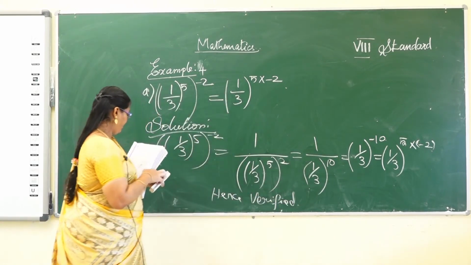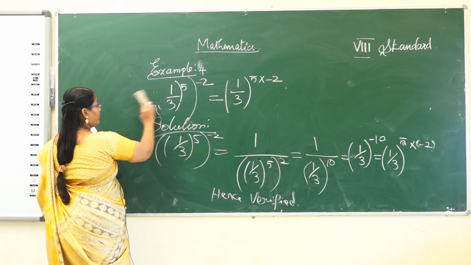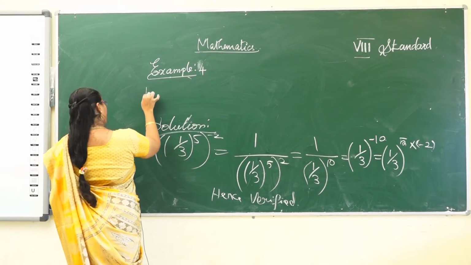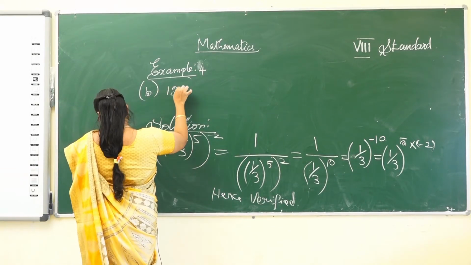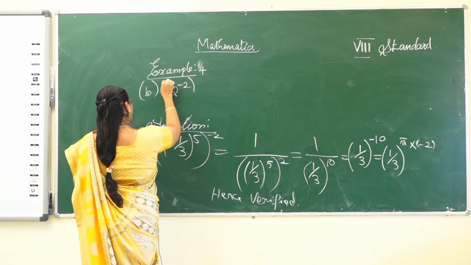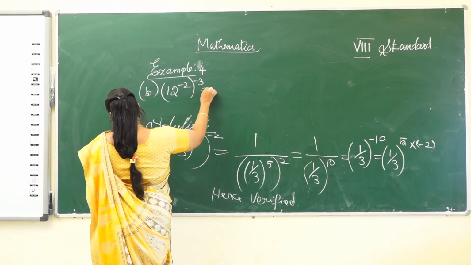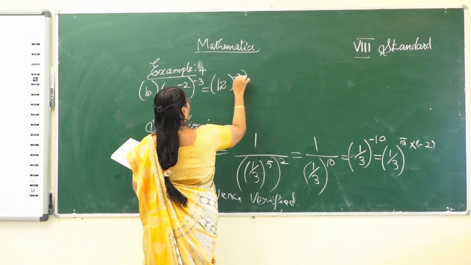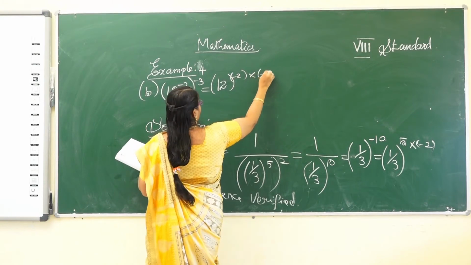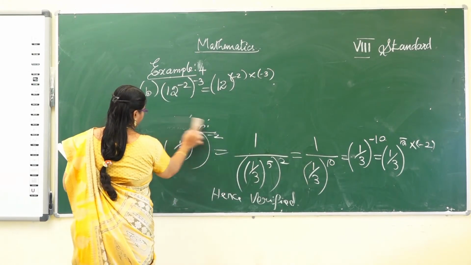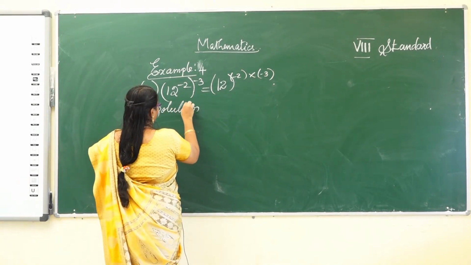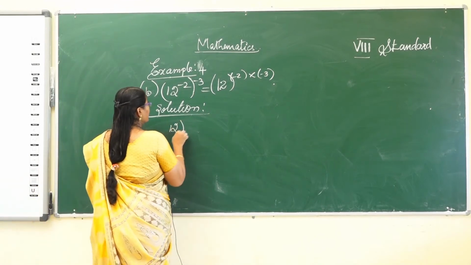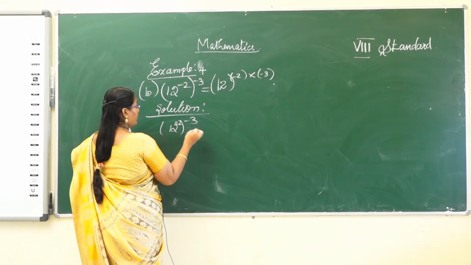Now see the B option. (12 power of minus 2) the whole power of minus 3 is equal to 12 power of minus 2 into minus 3. Solution. Let us consider the left hand side: 12 power minus 2, the whole power minus 3, negative exponent.